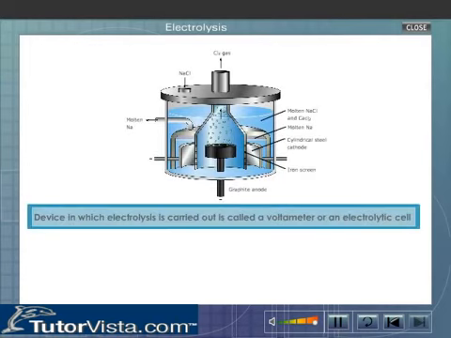The device in which electrolysis is carried out is called a voltameter or an electrolytic cell.